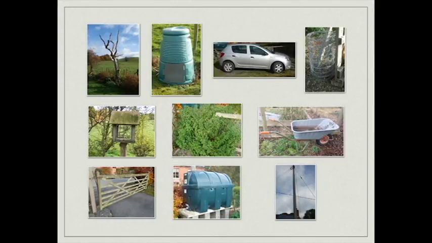So now try to go through in your mind and recall the objects associated to each of those locations. So what was associated with the tree? What was associated to the compost bin? What was happening to my car? Who was by the wire netting? What was on the bird table? What was happening to the mint? Who was in the wheelbarrow? Who was on the gate? What was on the oil storage tank? And what had happened to the electricity supply pipe?